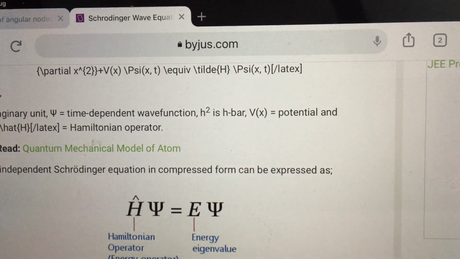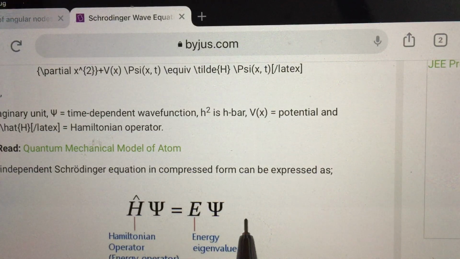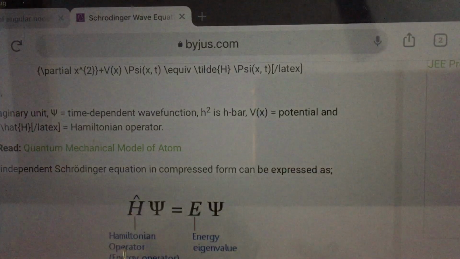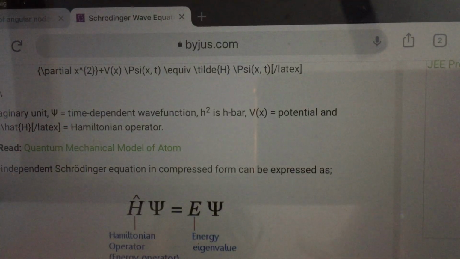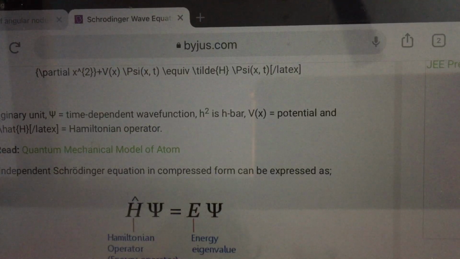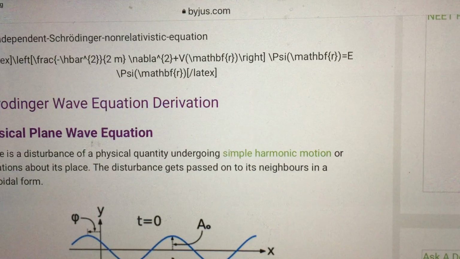Children, let us see what exactly is Schrodinger wave equation. The Schrodinger wave equation can be simply written as H cap psi is equal to E psi, where H cap is called Hamiltonian operator, E is called acceptable energy function. Mind you that the purpose of this seemingly simple but really complicated equation is to arrive at acceptable values of psi. The acceptable value of psi describes the electron wave.